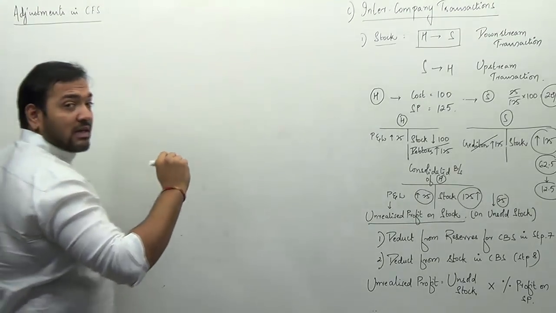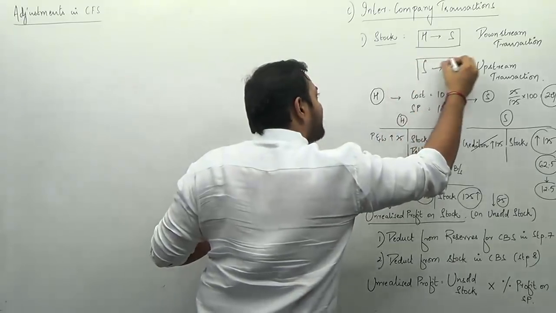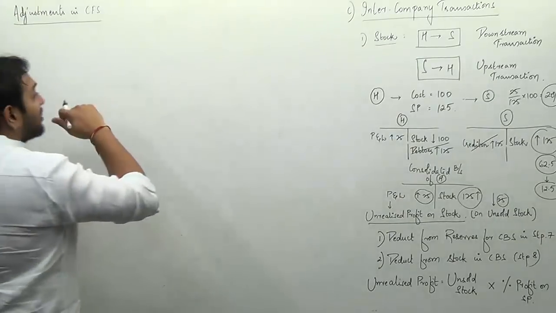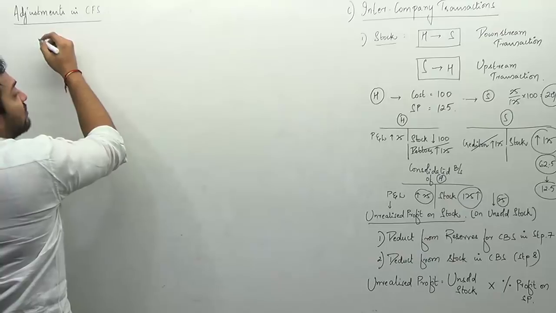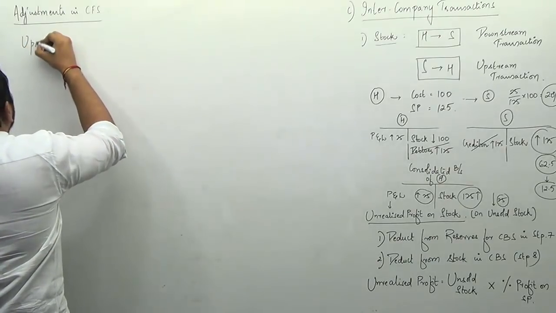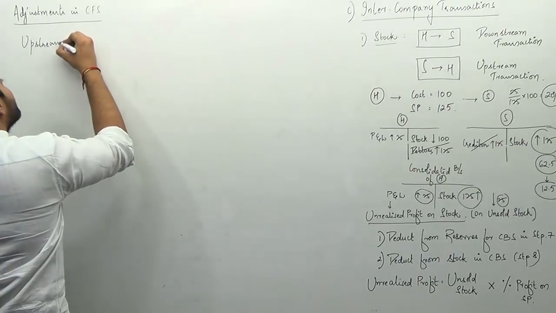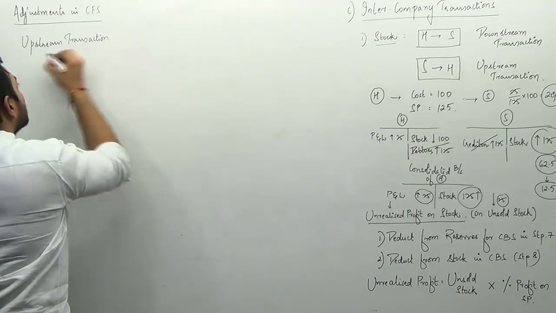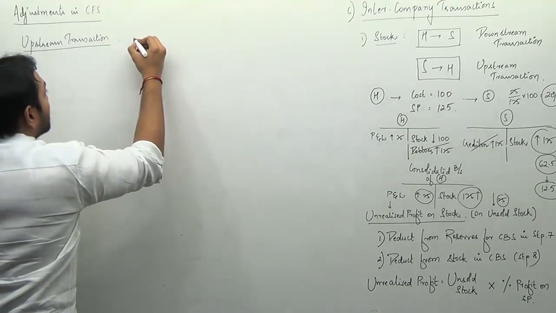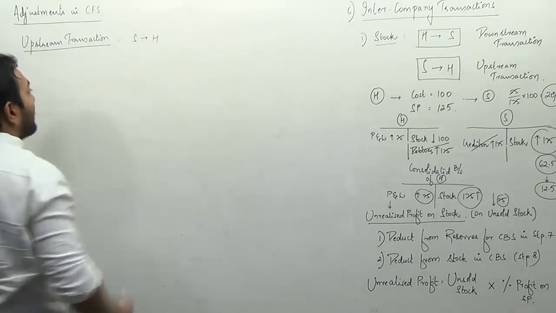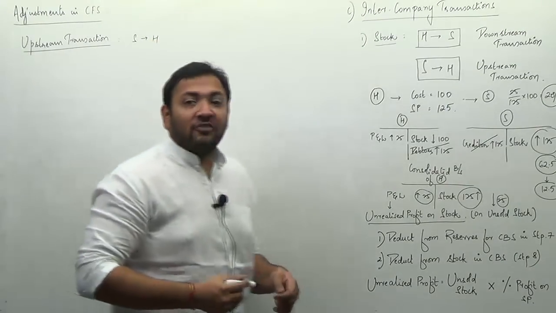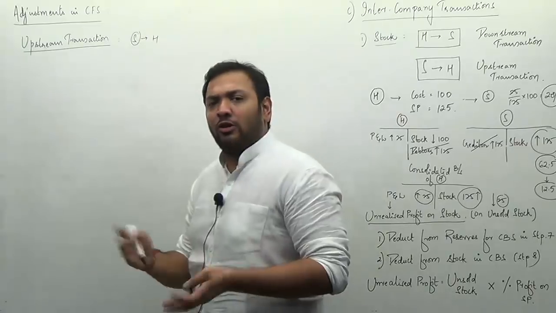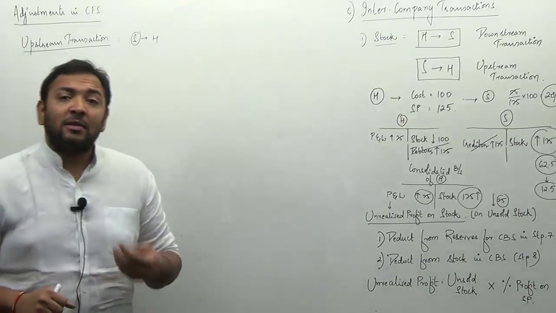So that is a downstream transaction. There is one more transaction that we were looking at, which is called an upstream transaction, which becomes really, really important because it is slightly complicated when compared to the downstream transaction. So upstream transaction is when a subsidiary sells to the holding company. Now, who makes the profit? It is the subsidiary who sold the goods. So the subsidiary should make the profit, be it profit or loss, whatever it is. So the subsidiary made the profit or loss.